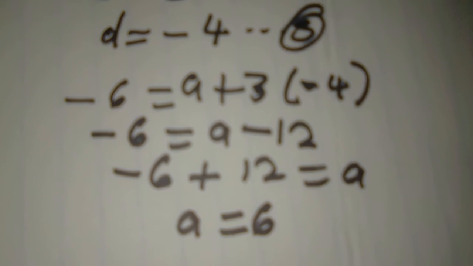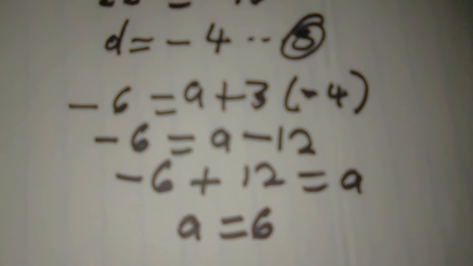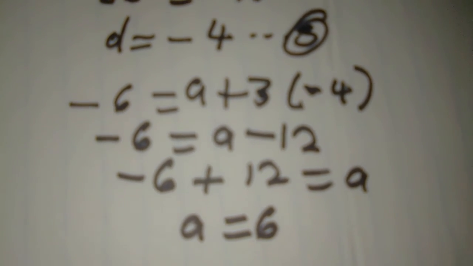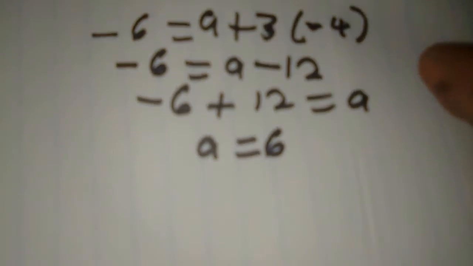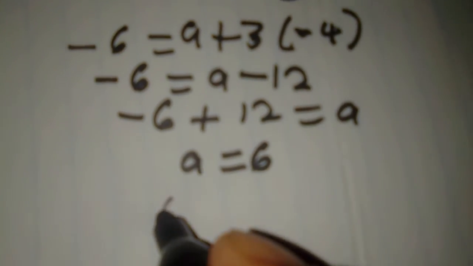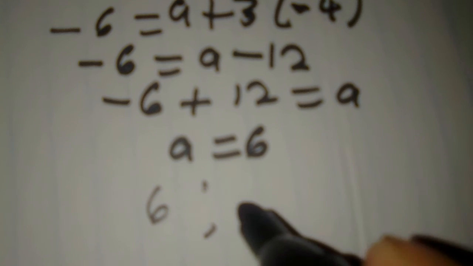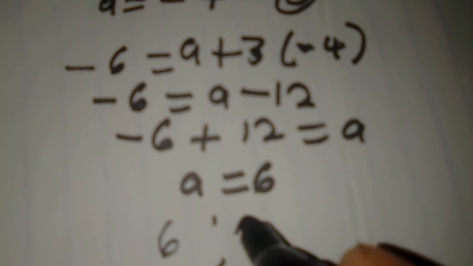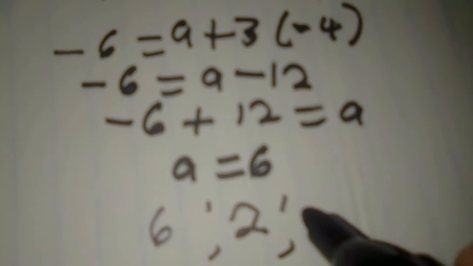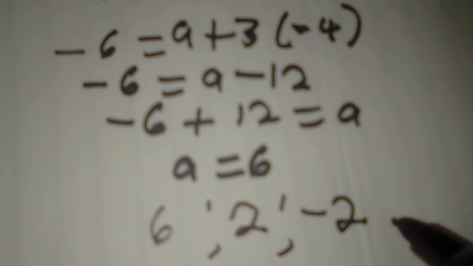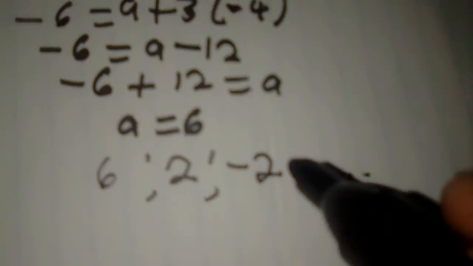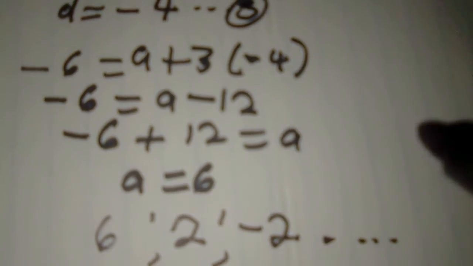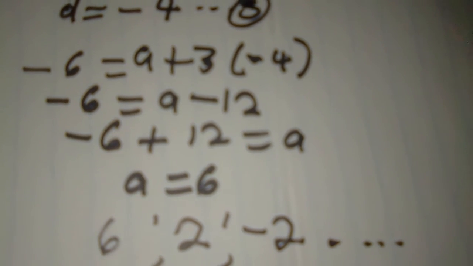So we have already found d and A. We can now formulate the sequence. How do we do that? First, we know that the first term is 6. If we add -4, we'll get 2. If we add -4, we'll get -2. And so on, and it continues. So that's how you can attempt this question.